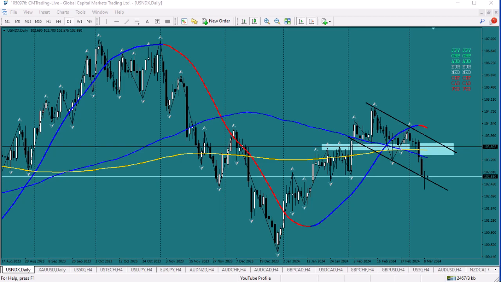Now I've got quite a lot of charts today. They're all giving us great setups and stuff to look at this week. So I'll do my best to be as quick as possible.